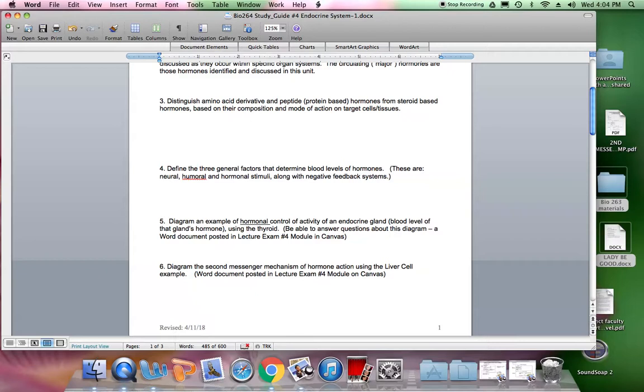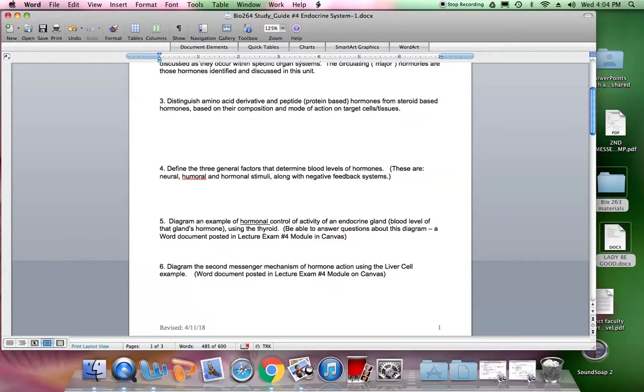In this example, it's thyroid stimulating hormone, TSH, from the anterior pituitary, which will stimulate the thyroid gland to increase its production of T3 and T4. So take a look at that and understand what's going on. If you have questions about it, you can always email me. Okay, and that diagram's a PDF. I think it's a PDF. Anyway, it's either a PDF or a Word document. I wrote it in all caps, and you can print that out in your module for lecture exam 4.